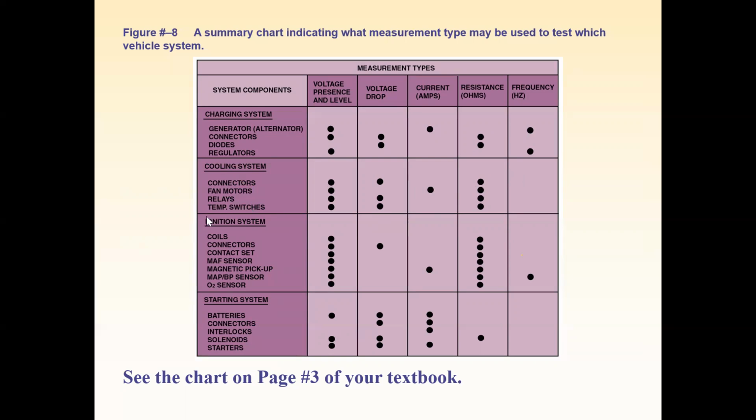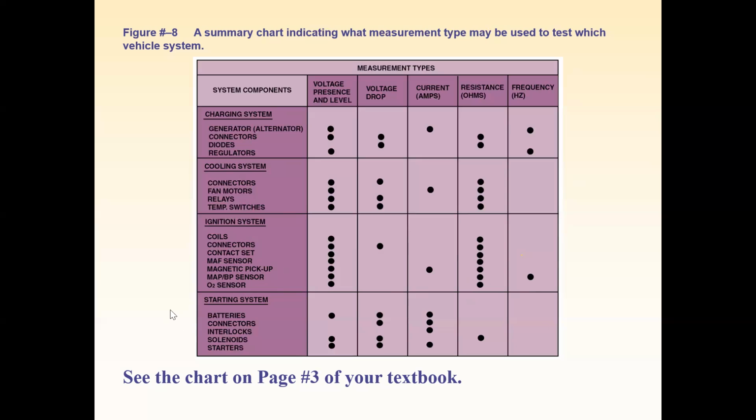Now, when diagnosing ignition systems, for measuring the coils, connectors, contact set, MAF sensors, magnetic pickup, MAP sensors or O2 sensors, we have to check the voltage presence and its level at each and every one of these components. The voltage drop we only check at the connectors. The current we measure at the magnetic pickup. The resistance we check for all the components, and the frequency we check at the MAP sensor.